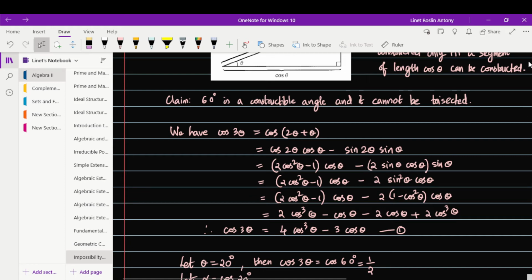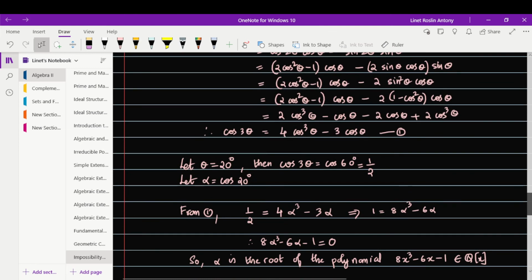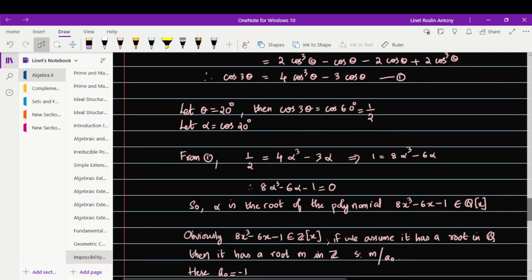Okay. Now suppose theta is equal to 20. So obviously we are taking 60. So if we have to trisect that, it will be 20, right? So theta is 20. Then cos 3 theta is equal to cos 3 into 20, that is cos 60, that is equal to 1 by 2. We know that. And assume that alpha is equal to cos 20, right?